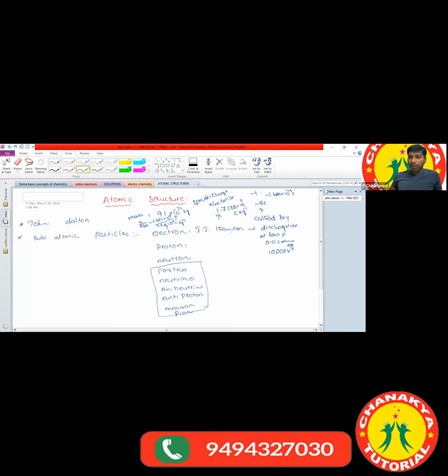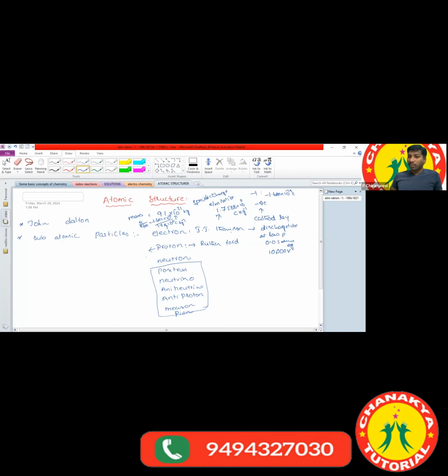Next one. Who discovered the proton? The proton was discovered by Rutherford. How did he discover it? The proton was also discovered by a cathode ray discharge experiment. But in this one, the generation of protons depends upon the nature of the gas, whereas the generation of electrons is independent of the nature of the gas.